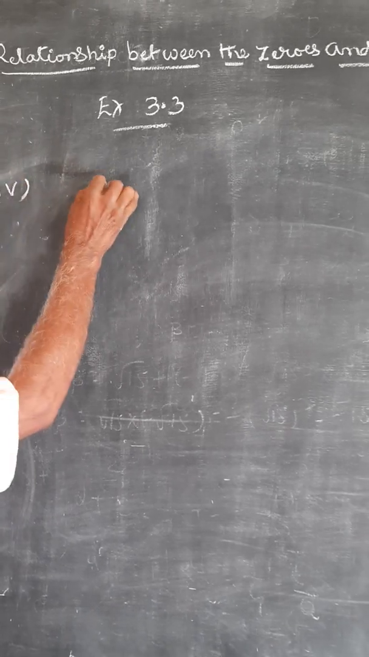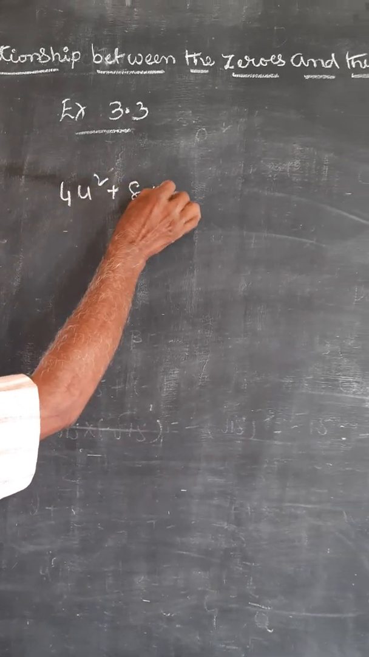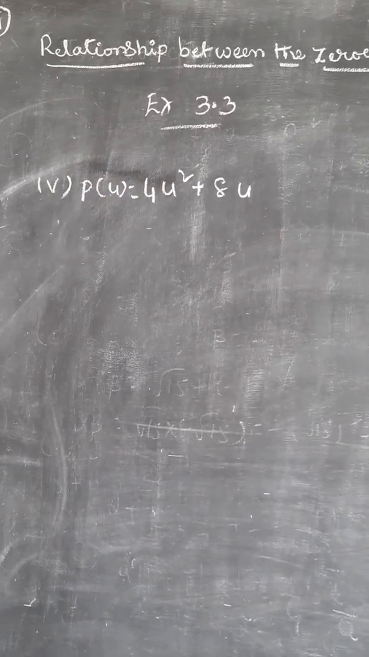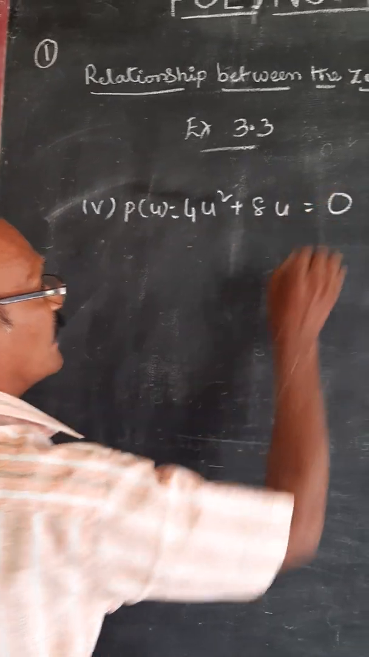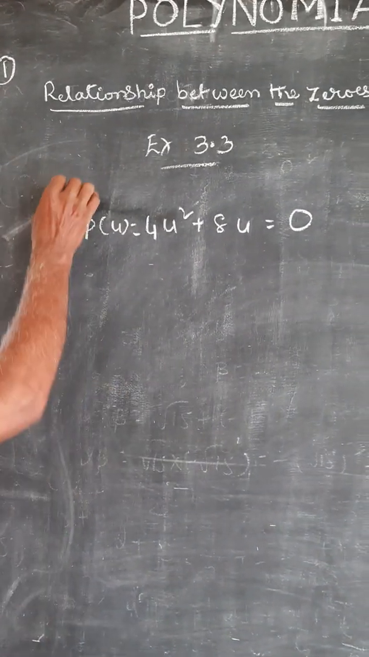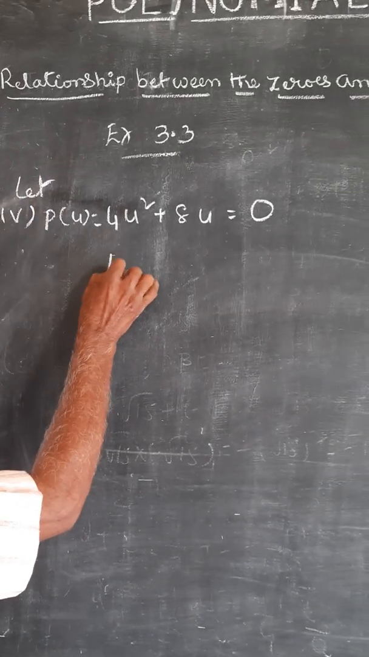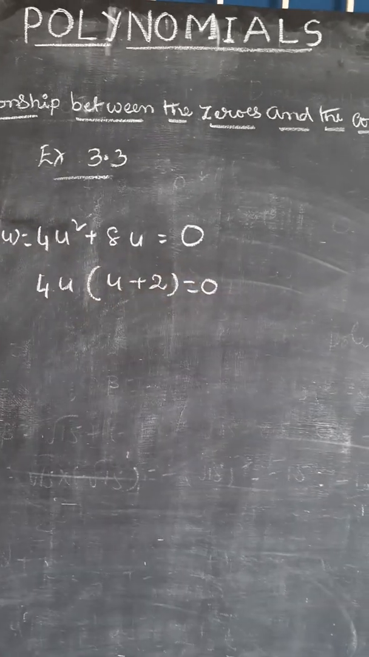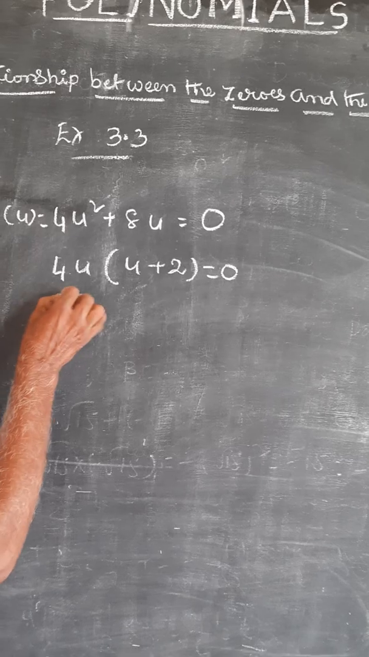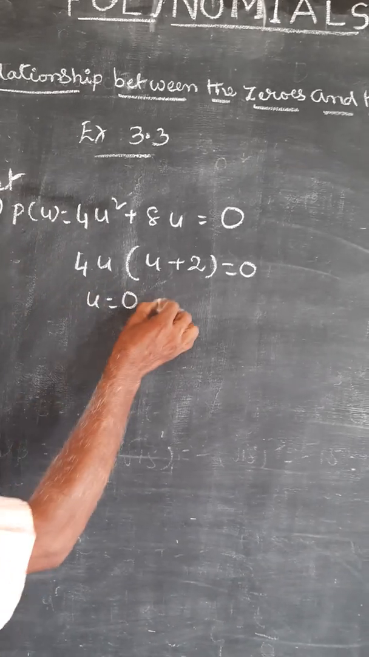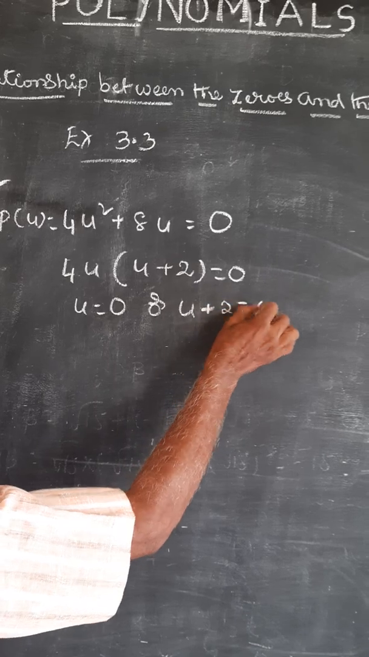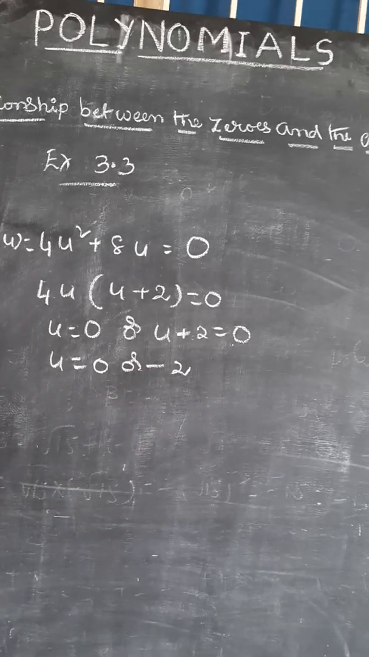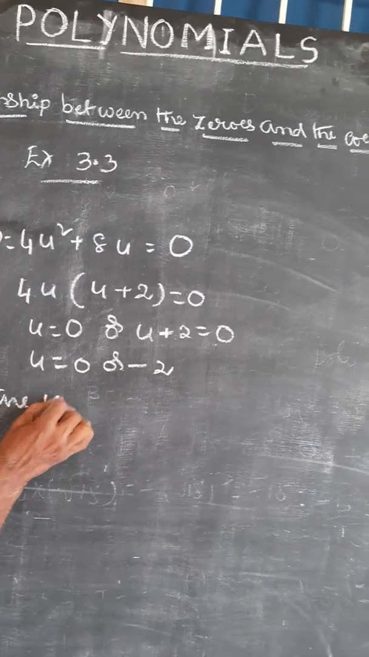Fourth bit, 4u square plus 8u, call the polynomial as p of u since u is the variable. To find the zeros of the polynomial, let p of u is equal to 0. 4u common, u plus 2 is equal to 0. Then 4 is always not equal to 0. Then u is equal to 0 or u plus 2 is equal to 0. Then u is equal to 0 or u is equal to minus 2. Therefore 0 comma minus 2 are the zeros of the polynomial.